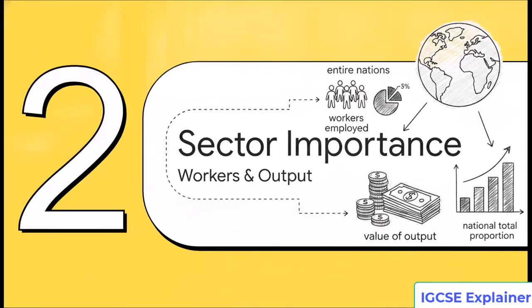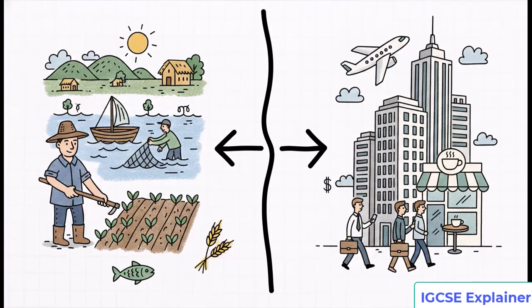Section 2. Measuring sector importance. Now let's zoom out from our individual wooden table and look at entire nations. We want to see how these sectors determine a whole country's economic landscape. Economists figure out a sector's importance by looking at the percentage of the workforce it employs and the value of its output. Basically, how much money those goods and services are actually worth compared to the national total.